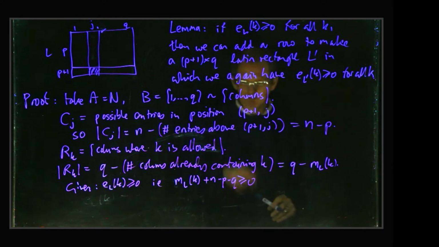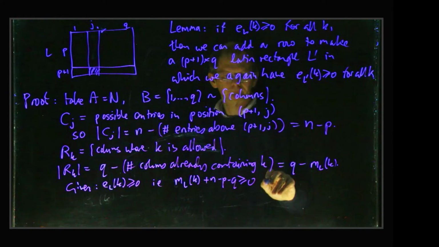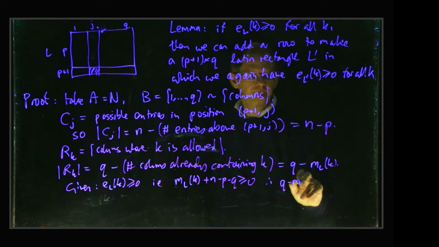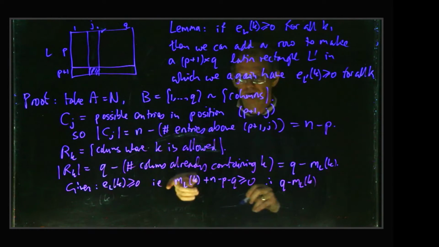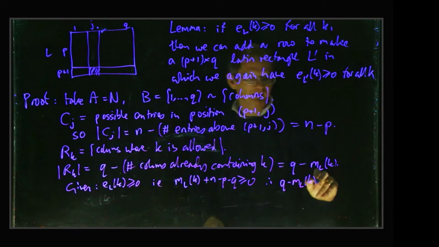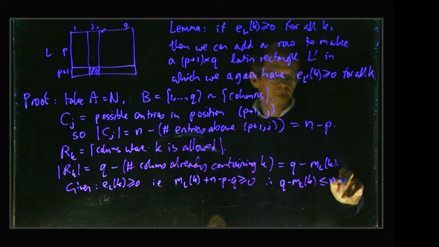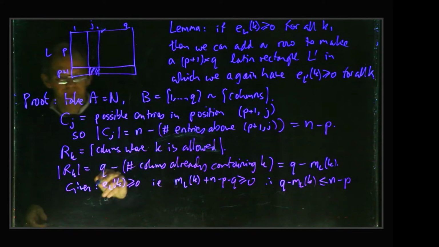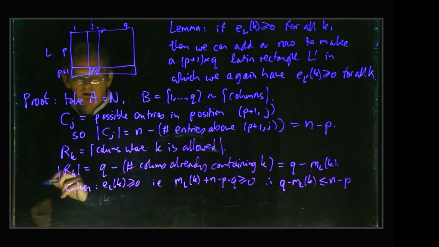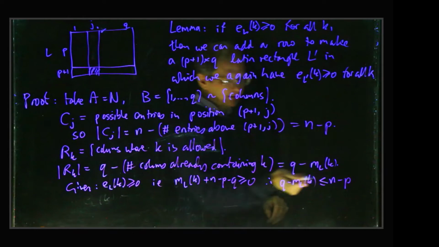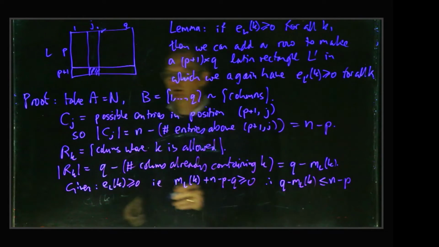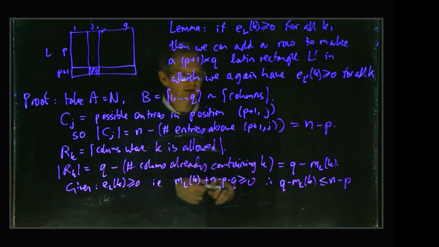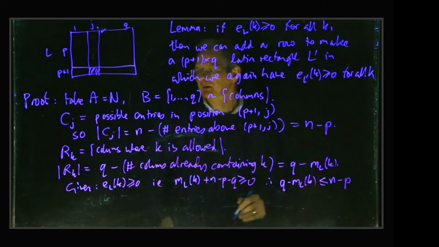And just rearranging that slightly, that gives us that q minus MLK. We just shuffle this around a bit. That's going to be less than or equal to n minus p. And in fact, these are going to be equal if and only if the excess is precisely 0.